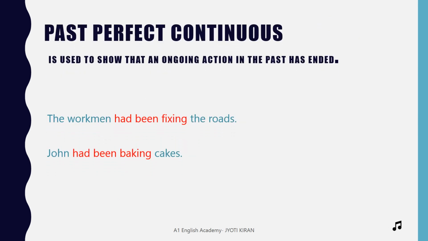And the last is past perfect continuous, which is used to show that an ongoing action in the past has ended now. See the example. The workmen had been fixing the roads. So this action is already completed now. It is ended now. Second example, John had been baking cakes. So he was doing it earlier, but now this work is completed.